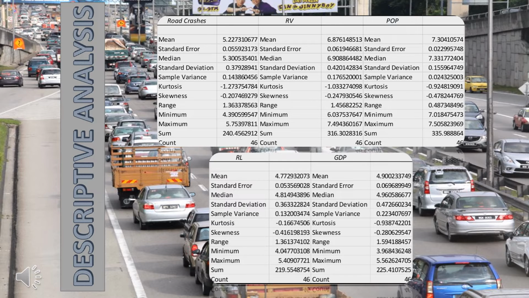Sum and count. The sum is simply the sum of all values for each variable. Use this value to determine whether the sample size is what you expect. What do I expect? All the RC, RV, population, RL, and GDP variables have 46 observations.